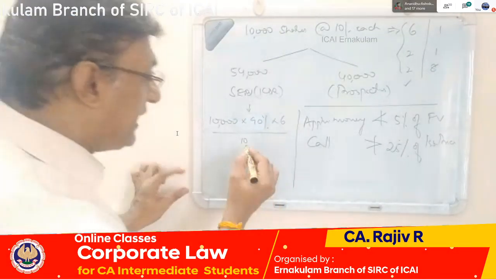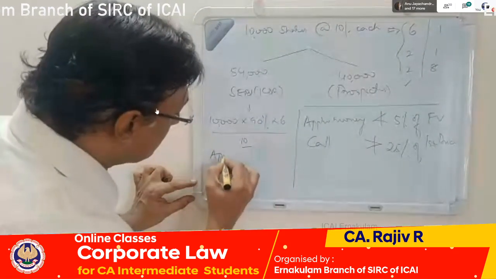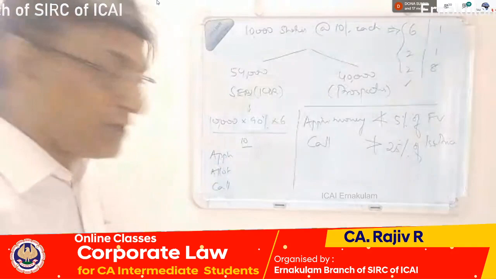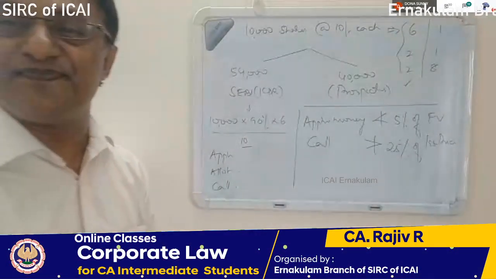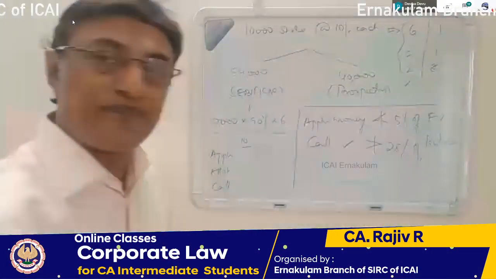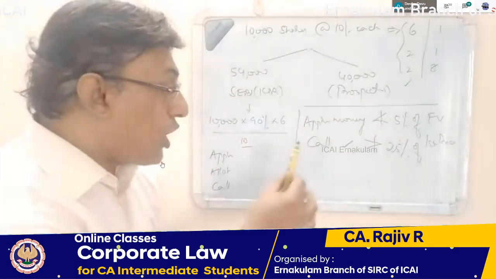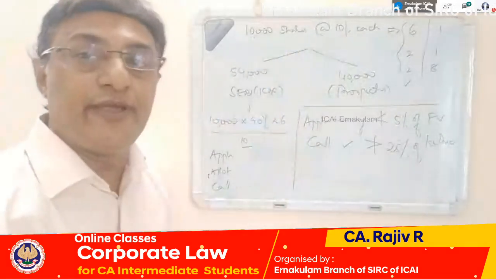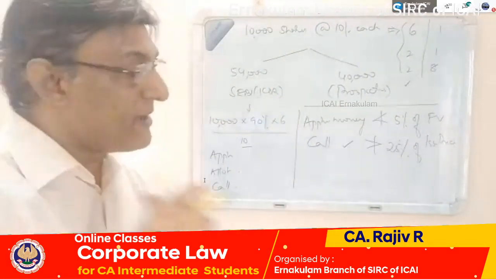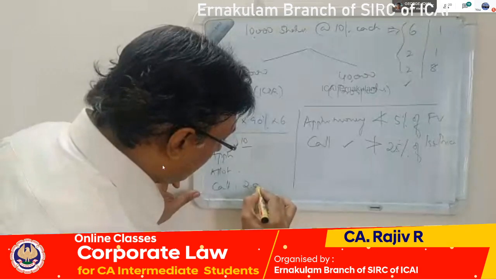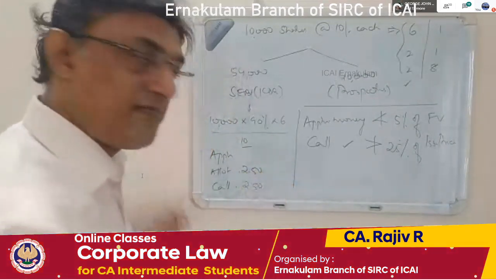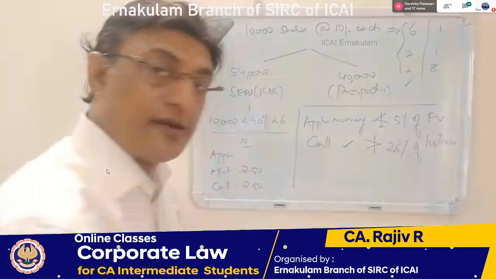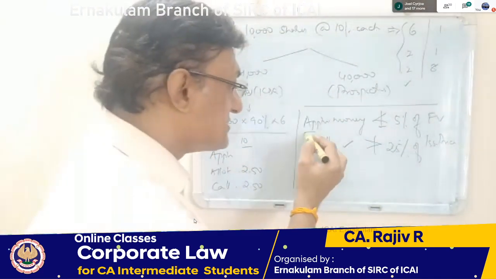What you have to do is, if you are going to stage it in application, allotment and call, you have to fix up these two first because of this condition. Call should not exceed 25% of issue price. 25% of 10 rupees is 2.50. Maximum I can fix is 2.50 and 2.50. So this provision is complemented by this.